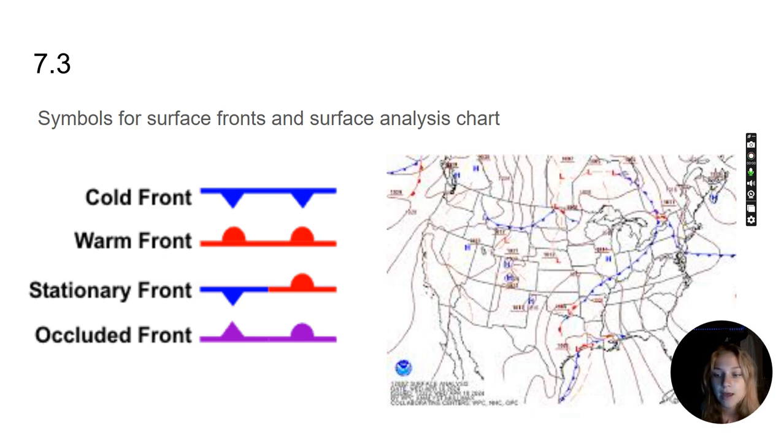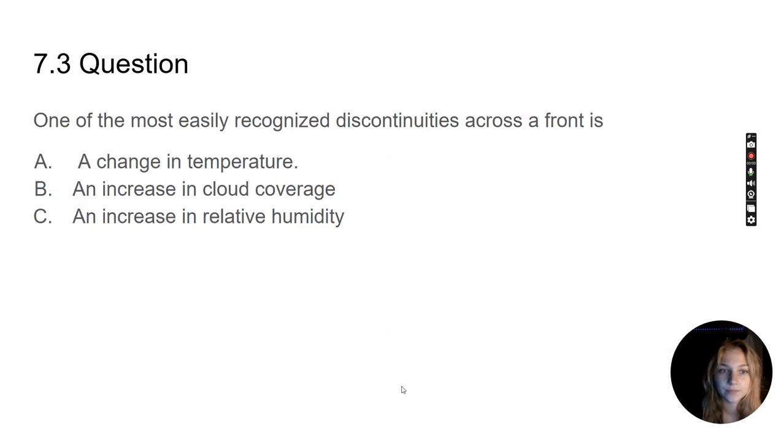When you are looking at a map for these, the blue lines will indicate a cold front. Red lines will indicate a warm front. A stationary front will be red and blue alternating, like right here. And then an occluded front will be purple. So that's how you know.